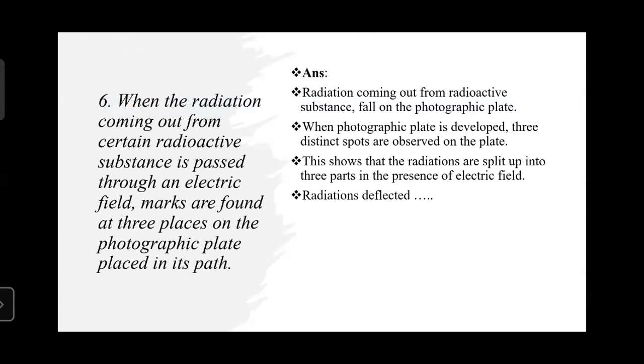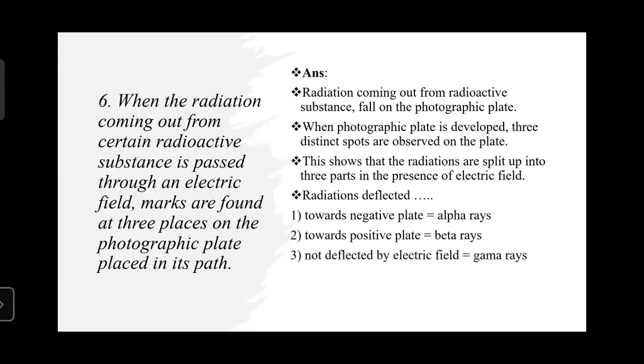The first radiation is deflected towards the negative plate and is called alpha rays. The second is deflected towards the positive plate, that is beta rays. And the third, which is not deflected towards either positive or negative, is called gamma rays.